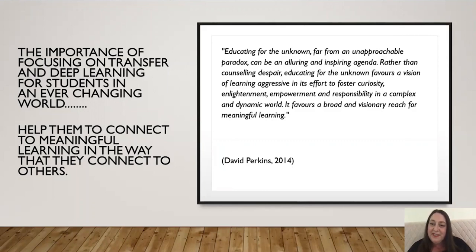But one thing that does come up over and over is that we are educating for the unknown, and we're moving at a rapid pace. And so this quote by David Perkins allows us to think about that last line in the quote particularly about meaningful learning. And so the importance of focusing on transfer and deep learning in an ever-changing world, we need to help students make connections and create meaningful learning through the language that they use with each other.